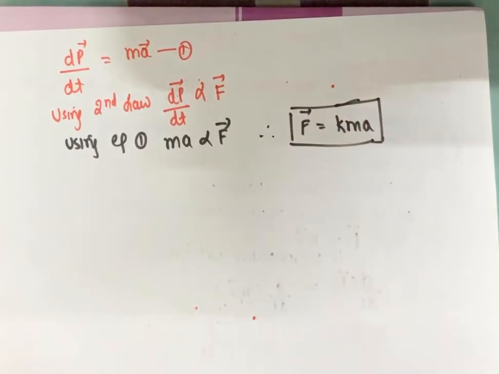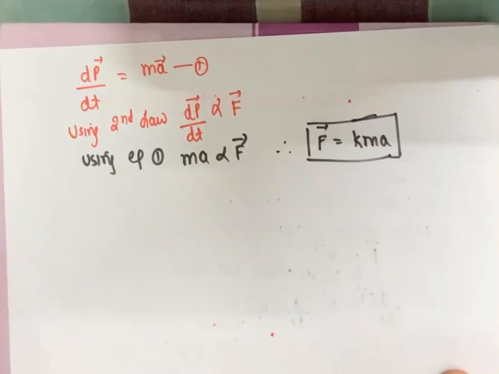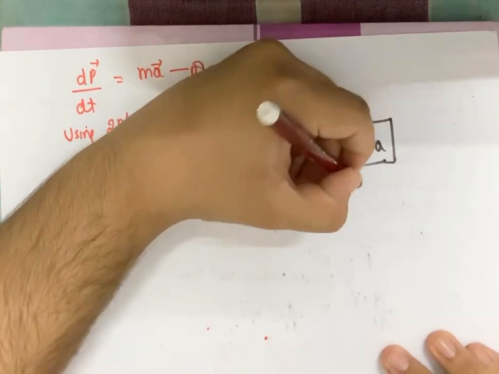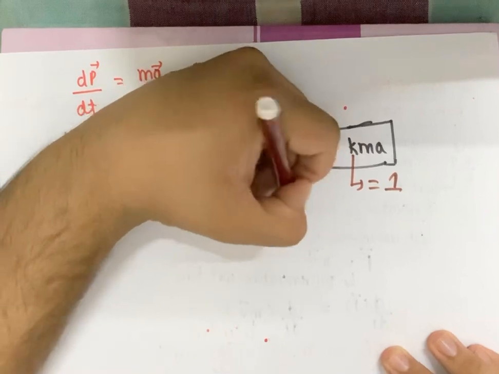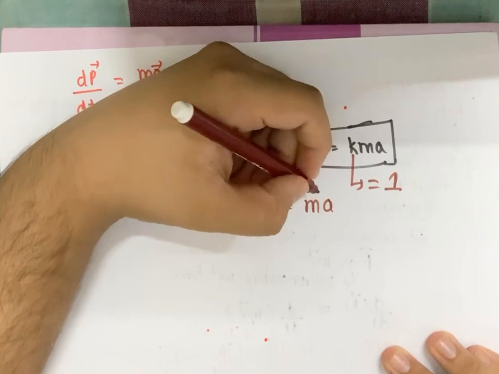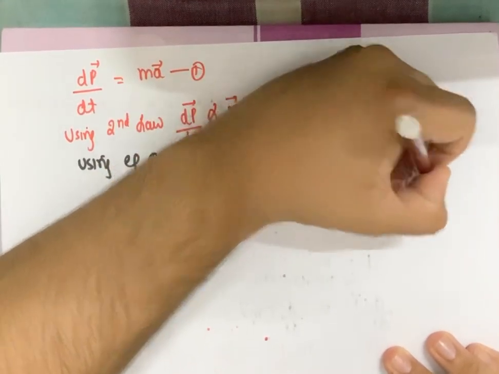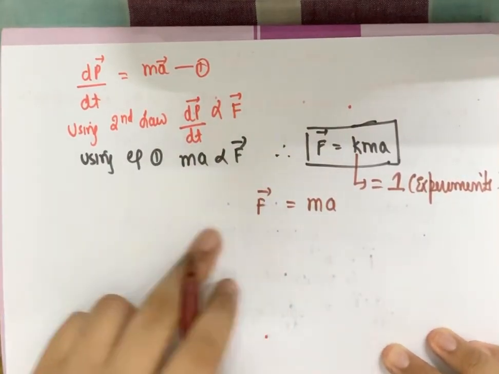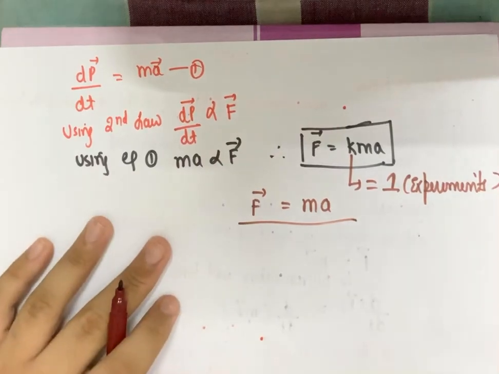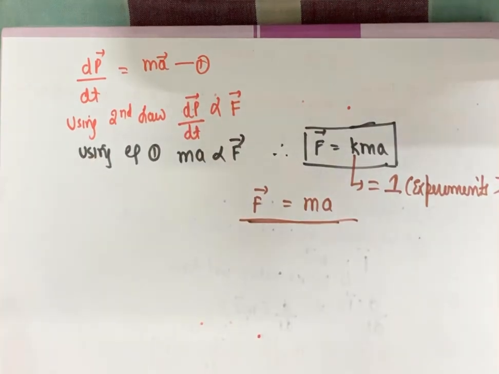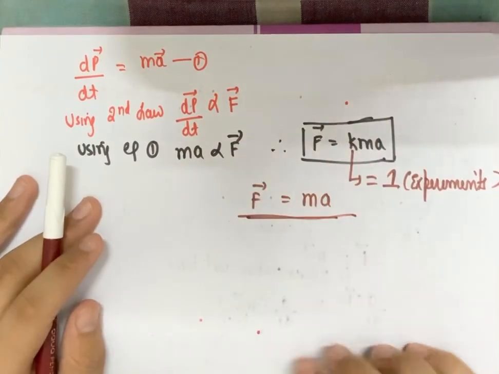Now there is one more important thing. When the scientists experimented, they found out that the value of this constant k is always equal to 1. So hence the final formula for force is mass into acceleration, ma, because it is from experiments that the value of the constant k has been proven to be 1. So ma is your final formula for force. So hence this is what the derivation states.